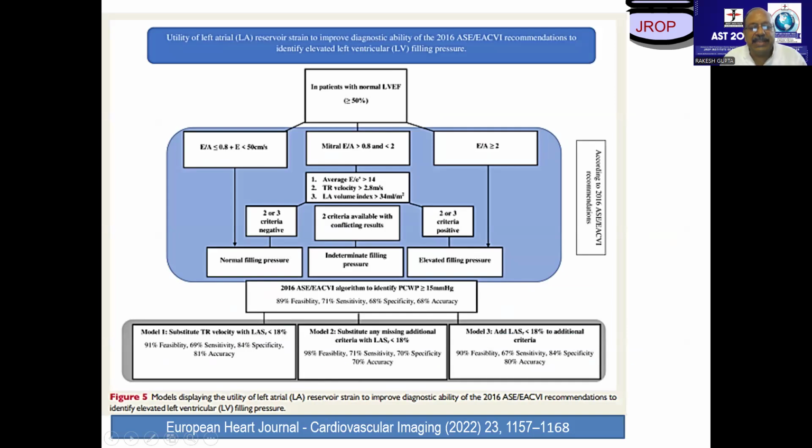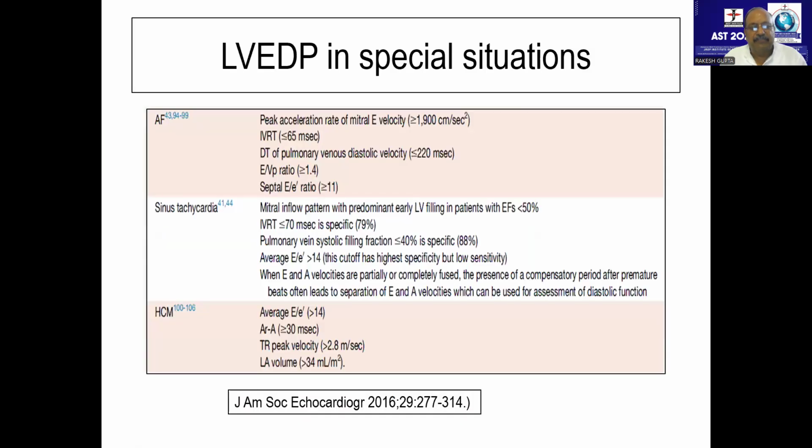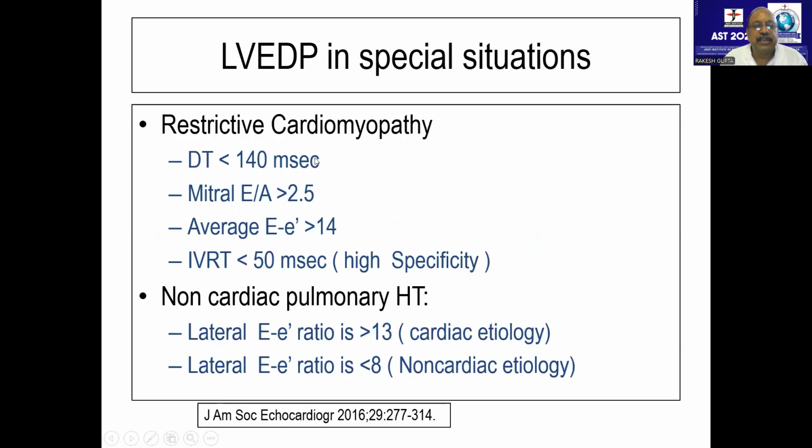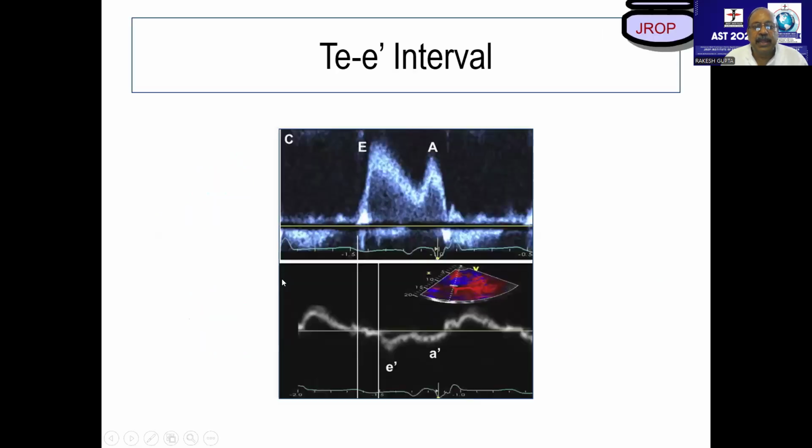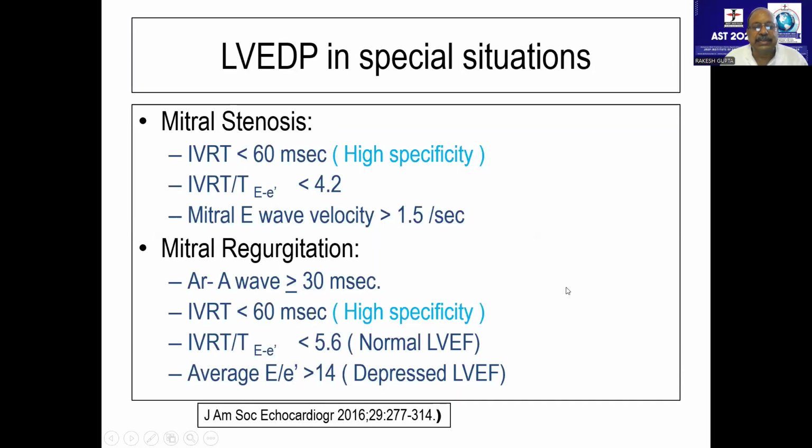Now, to explain its importance, before explaining, there are certain other conditions like atrial fibrillation where this pattern does not work. It has got a special algorithm. Sinus tachycardia has got a special algorithm. Hypertrophic cardiomyopathy has got a special algorithm. Restrictive cardiomyopathy and non-cardiac pulmonary hypertension has got a special algorithm. Stenosis and regurgitation has got a separate algorithm. And this is what is utilized in day-to-day practice.